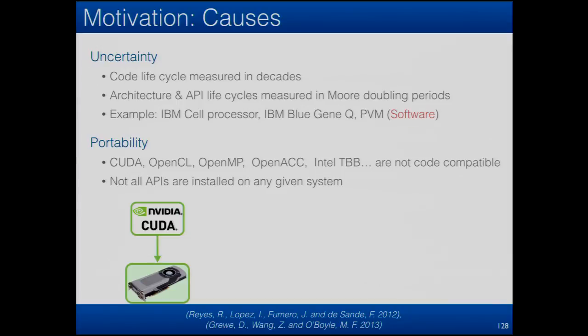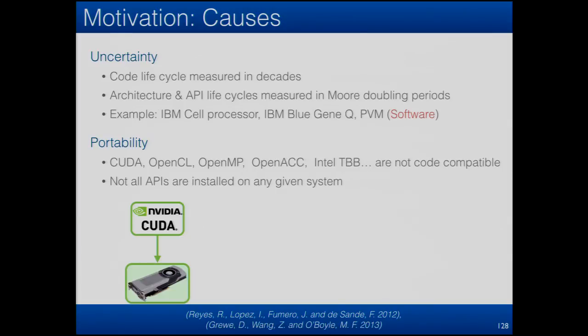Architecture and API life cycles are measured in more doubling periods. So the problem is that architectures come and go. This is where I upset some people, and I say, has anybody programmed the Cell? Oh, I'm in good shape. Sometimes I run into an audience with several people who spent a lot of time tuning their codes for the Cell architecture, which was used in the Roadrunner machine. They put a lot of effort into tuning up and writing good code that ran fast on that machine, but the Cell was discontinued. So, that's a problem, right?